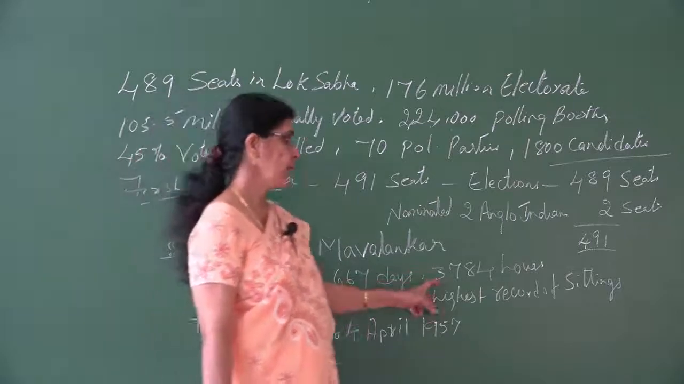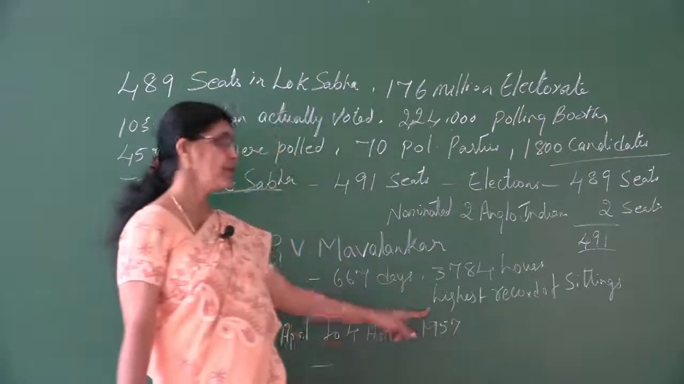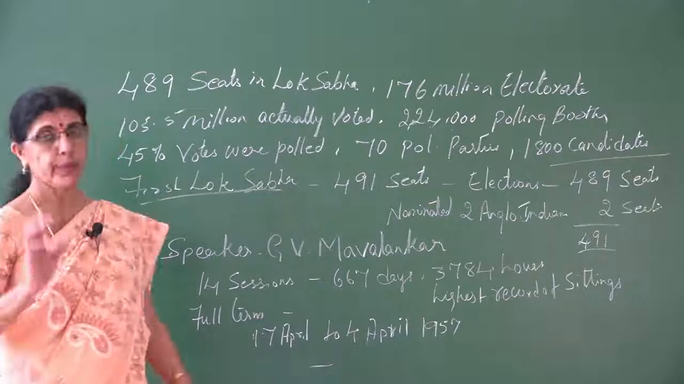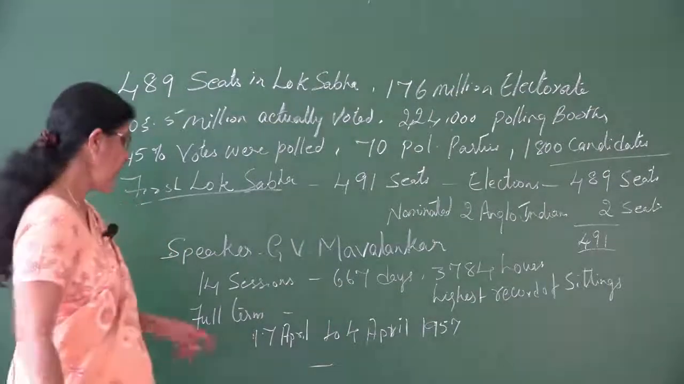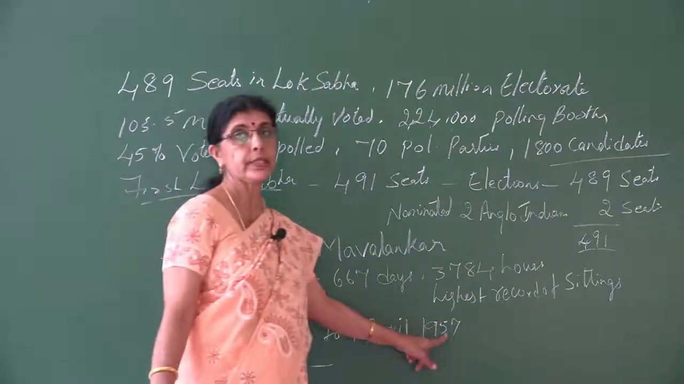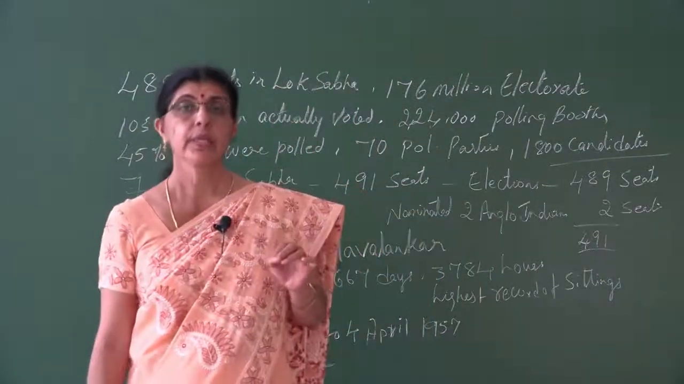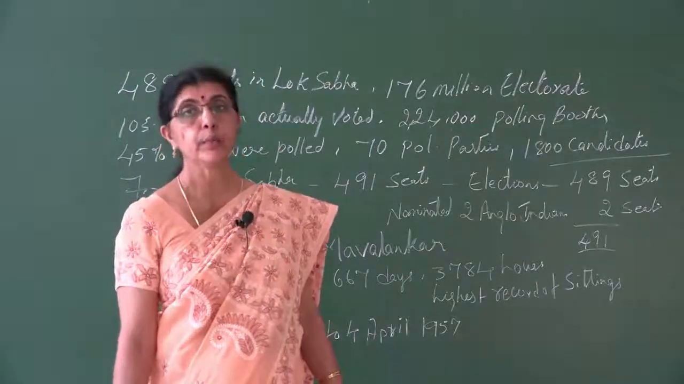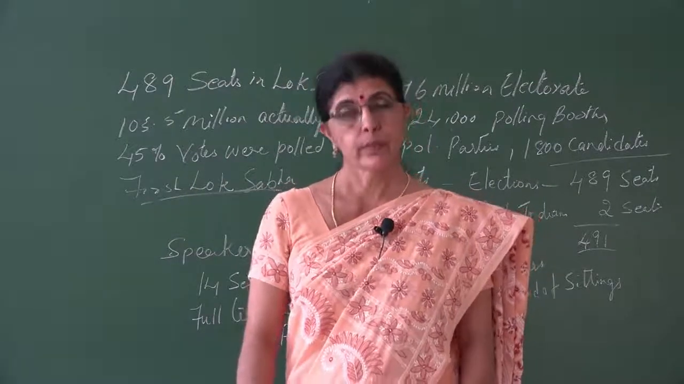That means 3,784 hours, which meant the highest record of sittings in the Lok Sabha. This government completed its full term of 5 years, that is from 17th April 1952 to 4th April 1957. Hence, our first independent Indian government completed its full term with the leadership of Pandit Jawaharlal Nehru. Thank you, students.